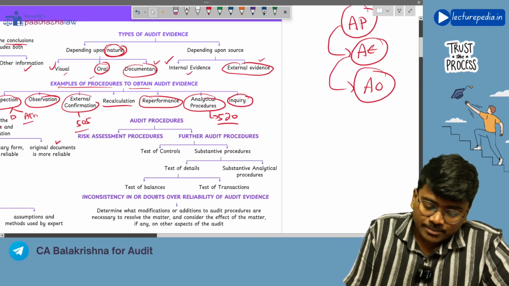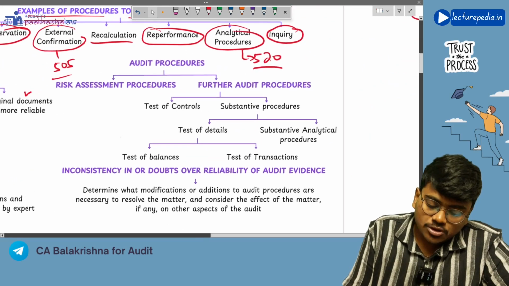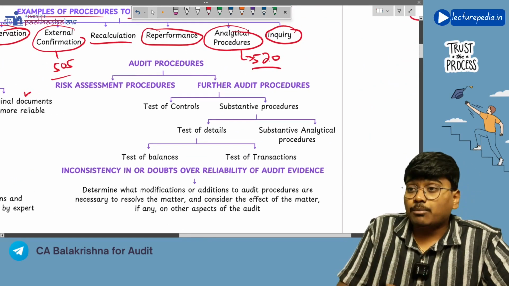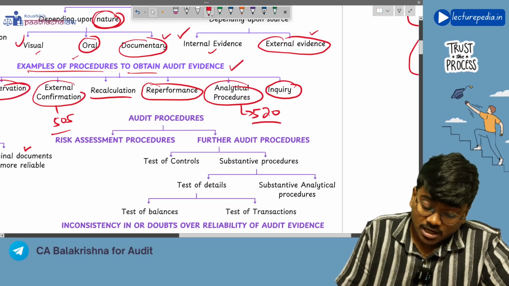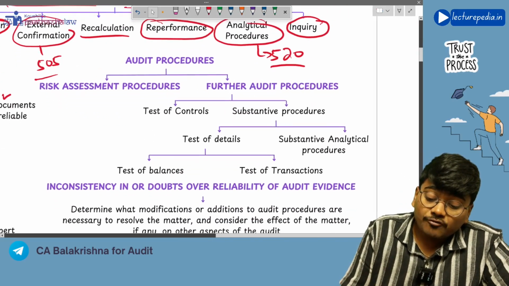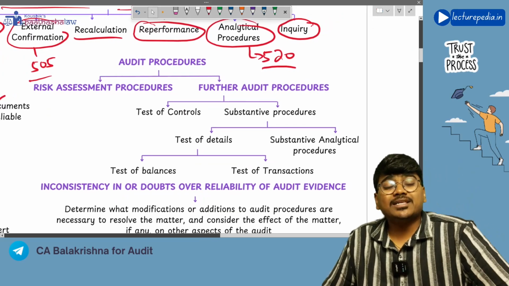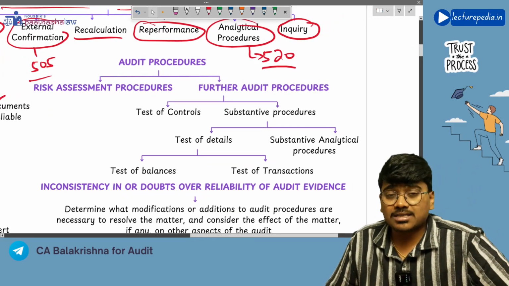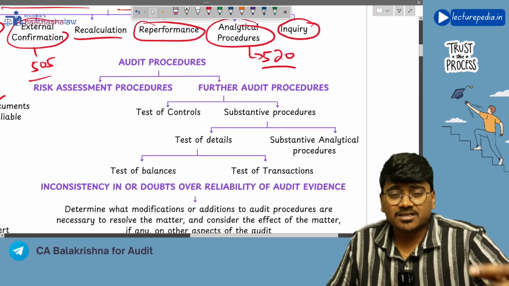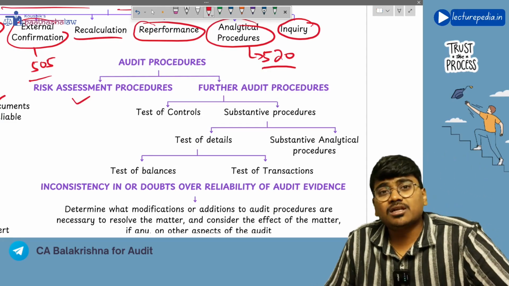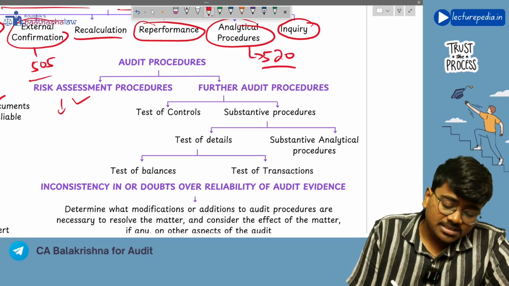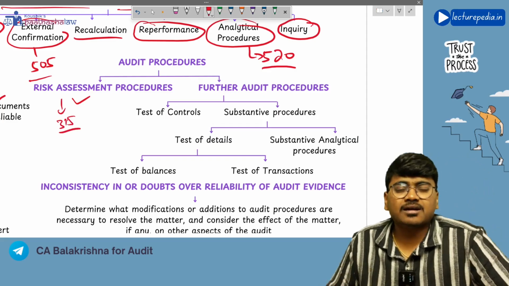Next, coming to the types of audit procedures. See, the above points are some examples of audit procedures. Now these are the types of audit procedures. Broadly there are 2 types of audit procedures. What are they? RAP and FAP. Risk assessment procedures and further audit procedures. Risk assessment procedures you will perform as per SA 315, correct or not?